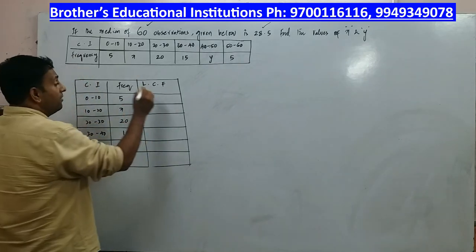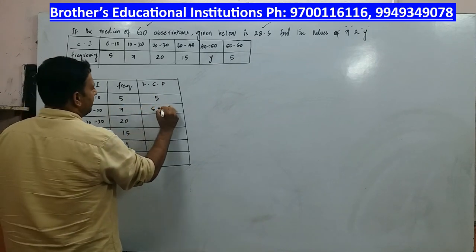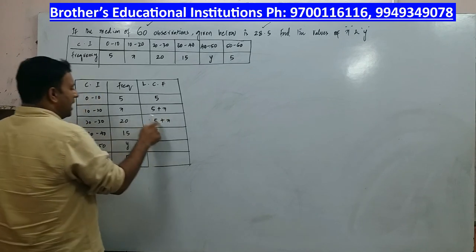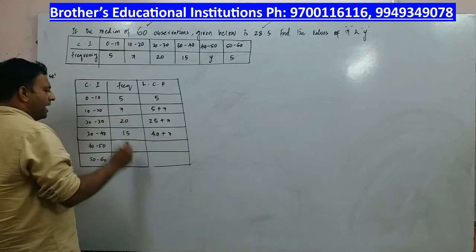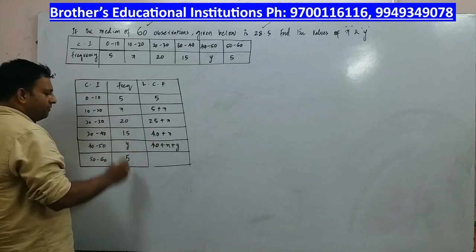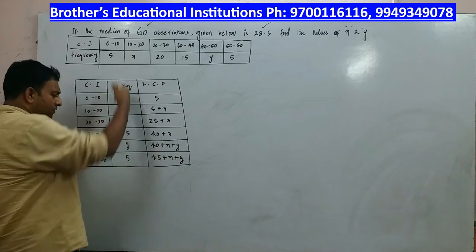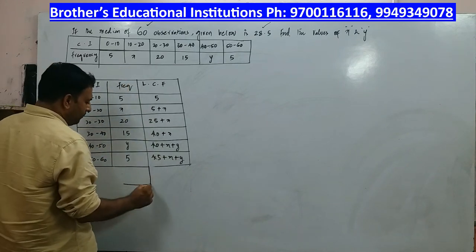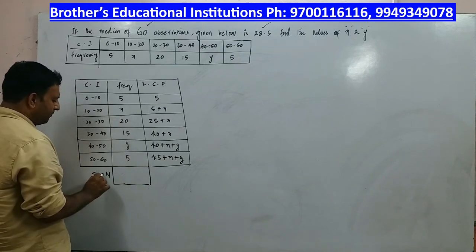How do you write less than cumulative frequency? You simply write 5 here, then followed by 5 plus x. Then again you add 5 plus 20, which will be 25 plus x. Again 25 plus x plus 15 will be 40 plus x. That will get added up with y, so it is 40 plus x plus y. And that will be added with 5, it will be 45 plus x plus y. If you add this entire thing, this is equal to the total frequency, n or sigma f, right?